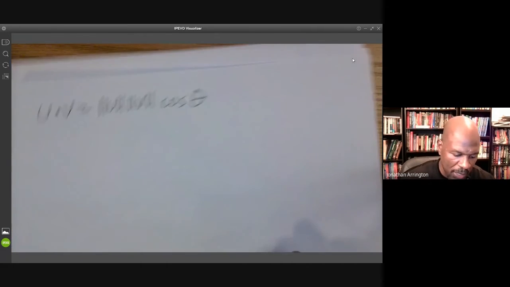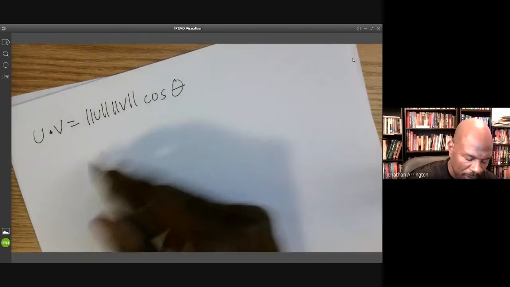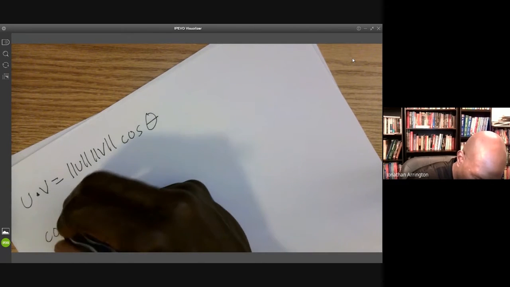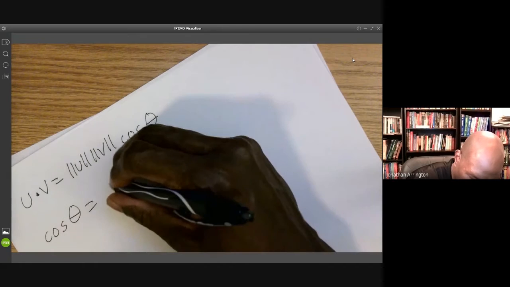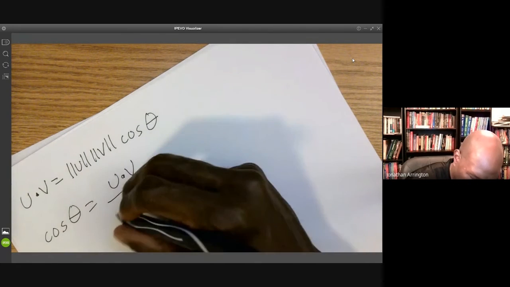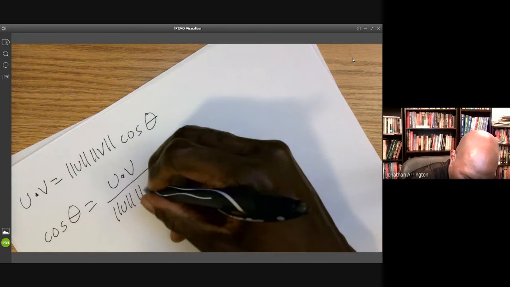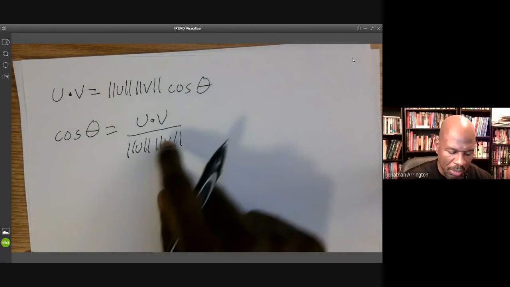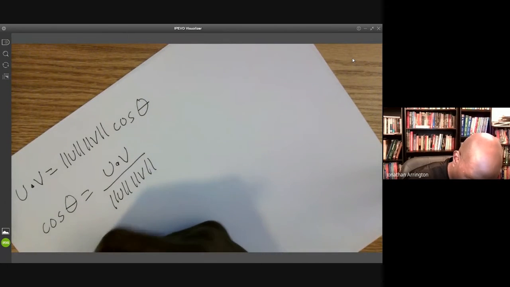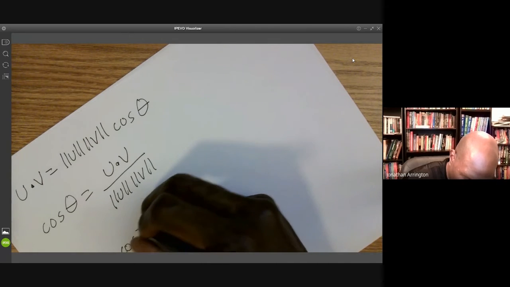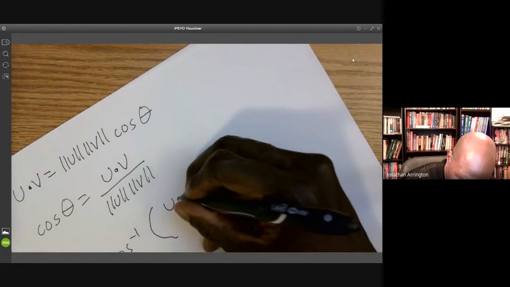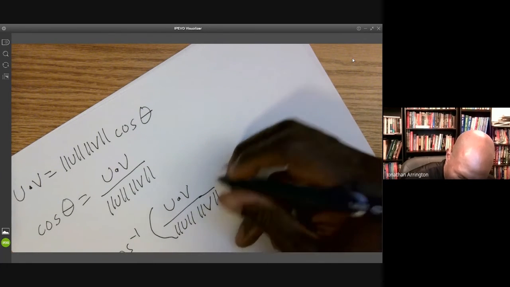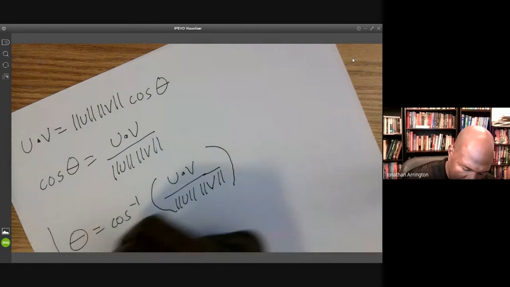So I'm going to divide by norm u, norm v, and I'll put the cosine theta on the left-hand side of the equal sign because that's what I want to solve for. Well, theta is what I want to solve for. So cosine theta would be u dot v divided by norm u, norm v. And if that's cosine theta, then theta, of course, will be the arc cosine of this stuff. So theta is the arc cosine of u dot v over norm u, norm v.